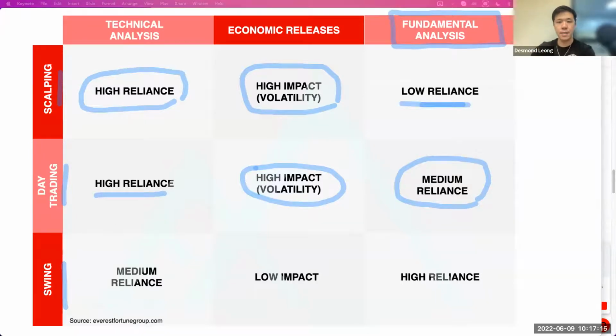And lastly, if you're a swing trader, you have a medium reliance on technical analysis, right? Technical analysis is important, but you don't need to go crazy about it. If you're a swing trader or a position trader, technical analysis is important, but it's not that great. Economic news releases are rather low impact.